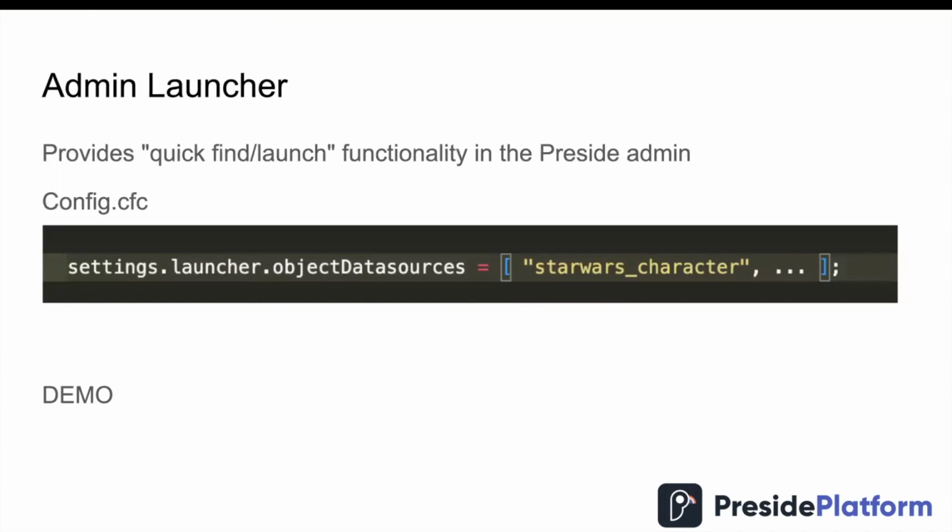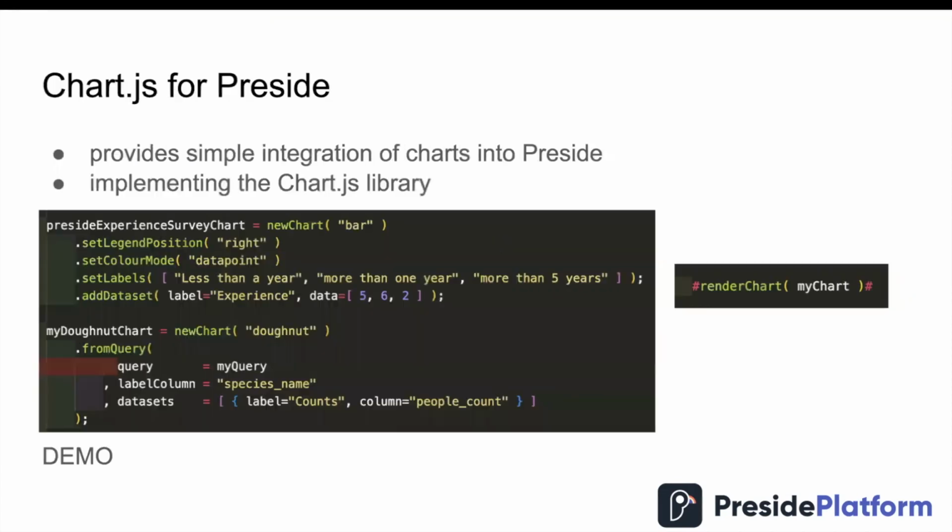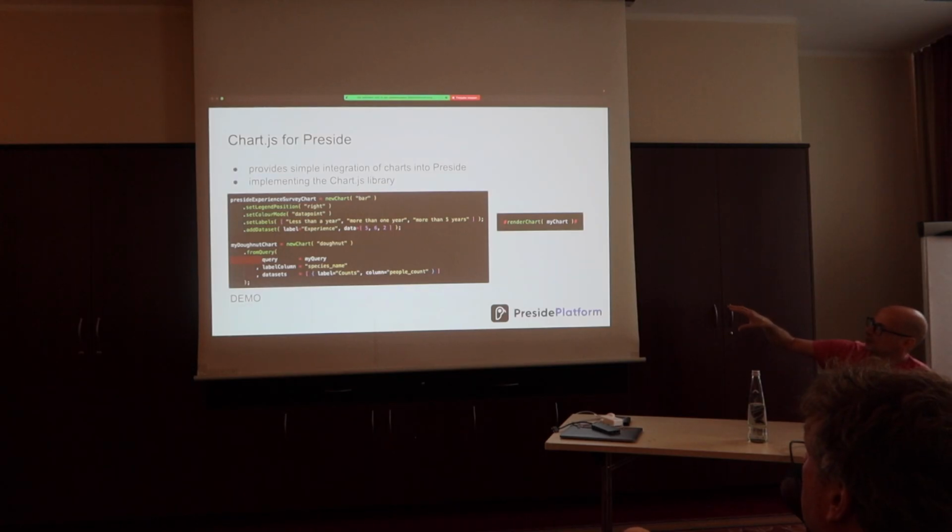Admin launcher, I will basically skip this. It's exactly what Zep did, and for the purpose of this presentation, again, I use the Stowers extension just to have some sample data at hand. So it's basically exactly the same. Chart.js was also briefly covered here, to show you how easy it is to implement.